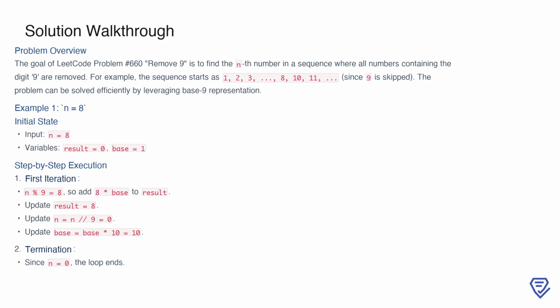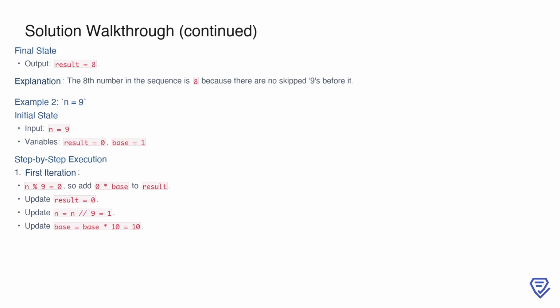At this point, since n is now 0, the loop terminates, and we have our answer. The final state of the first example confirms that result equals 8. This makes sense because the 8th number in the sequence is simply 8, as there are no skipped 9s before it. Now, let's consider another example where n equals 9.